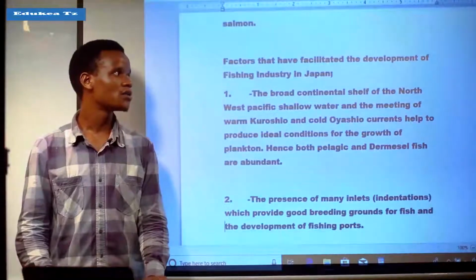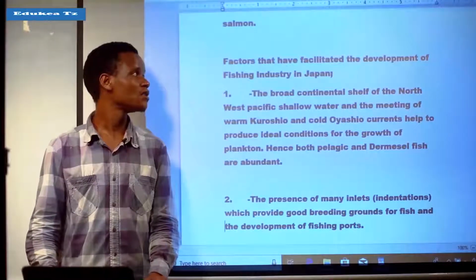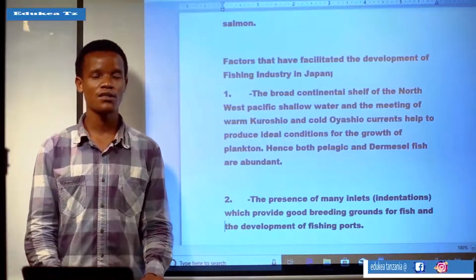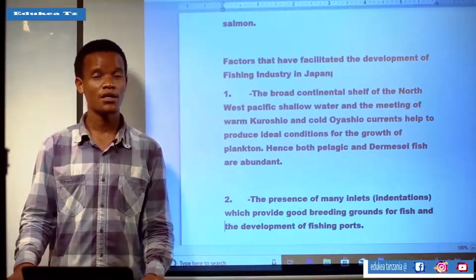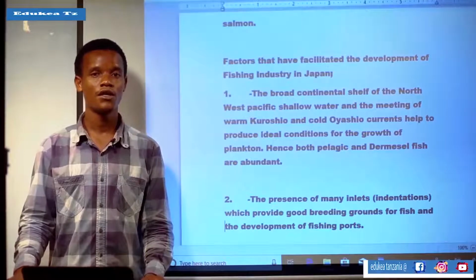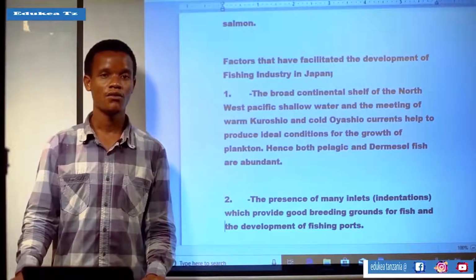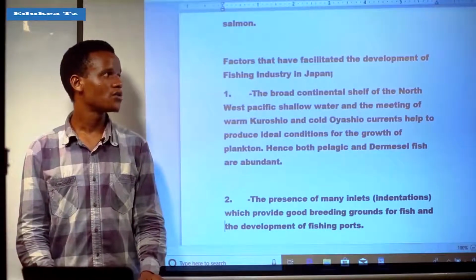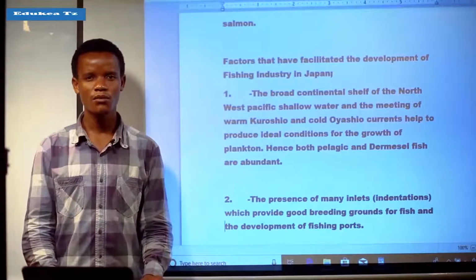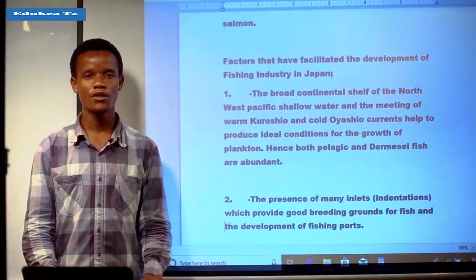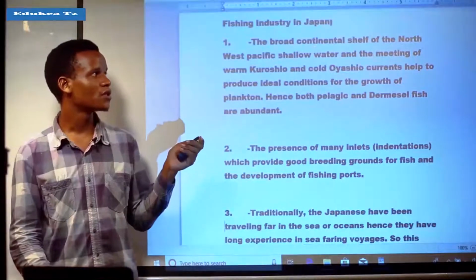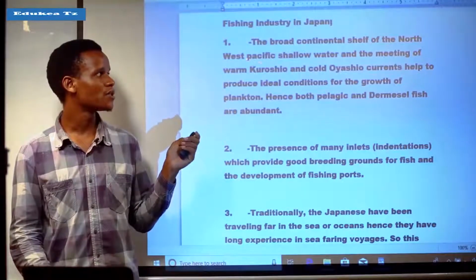Let us now see what the factors are that have facilitated the development of the fishing industry in Japan. As we know, Japan is among the countries that are most developed economically in the world. So here we are going to see those factors that contributed much to the development of fishing in Japan. The first one is the broad continental shelf of the Northwest Pacific.